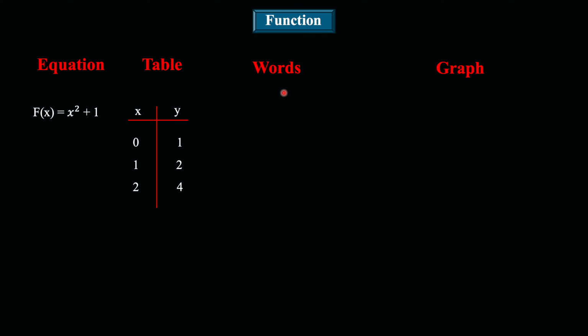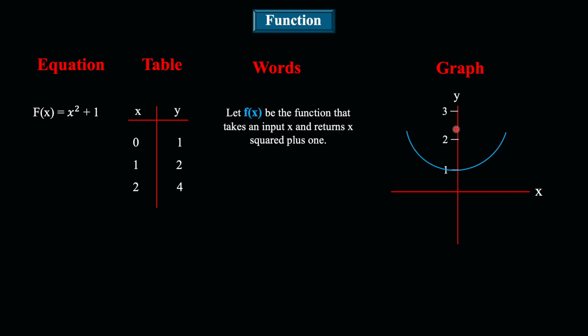Or by words, here we have let f of x be the function that takes an input x and returns x squared plus 1. Okay. So this is by words. And finally, in a graph, you see this is the curve, we say the curve of x squared plus 1 on the y-axis, okay.